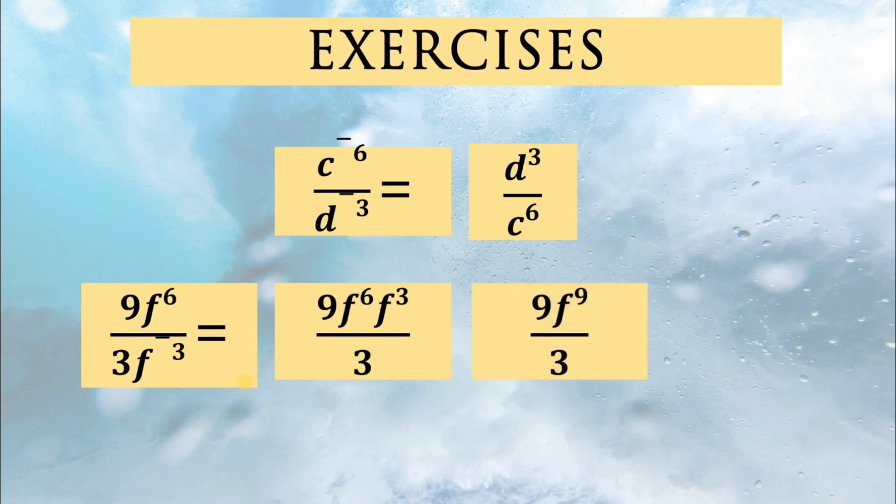Then we simplify. We have 9f raised to 9. We've done the product rule, same base f, copy the base and add the exponents. So f raised to 6 plus 3, you have 9 over 3. So just divide 9 by 3, you have 3f raised to 9.